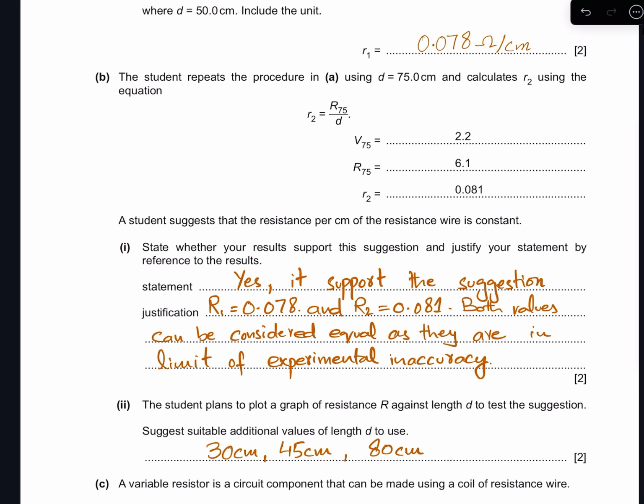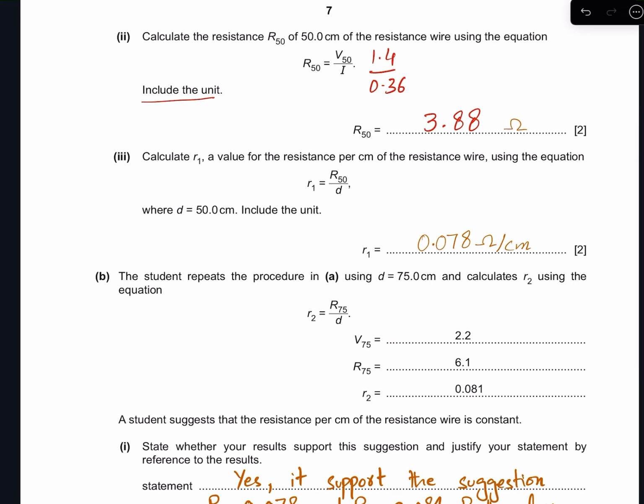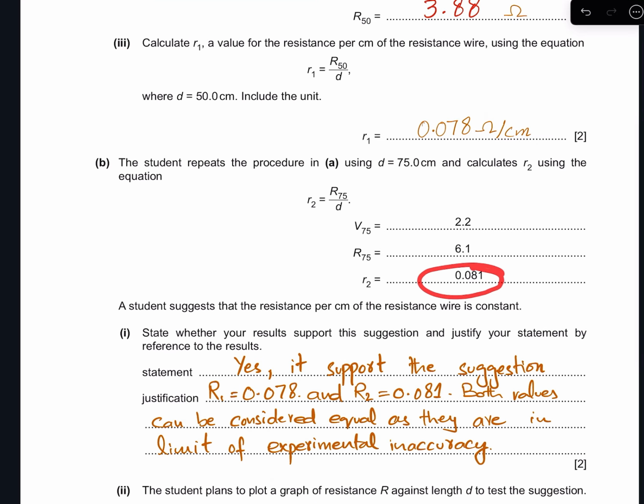What we have to do: state whether your results support the suggestion and justify your statement. Okay, so basically we have R1 and R2. They're asking us, can we say that these values are equal or not? That is the value that they have given for R2, and this is the value that we calculated. What is the criteria, how can we say they are equal? If you see, they are not equal, right? There is a slight difference in both. How much the difference is, that is very important.